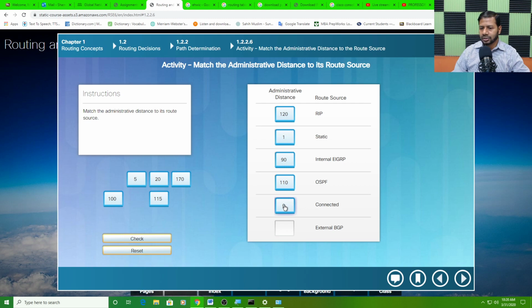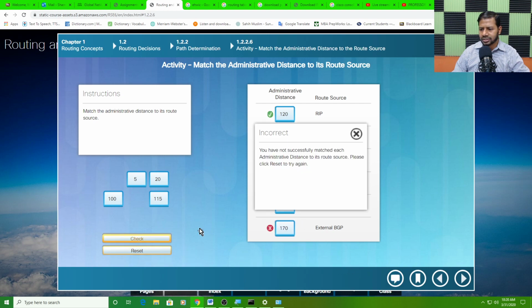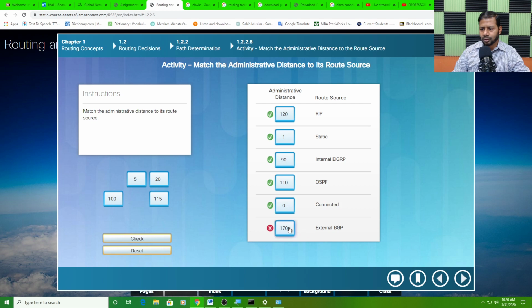Okay, and then you have the external BGP. I don't remember that one myself. So let me see which one that would be. Probably 100, probably 170. I don't know, this one I don't know myself. So I'm going to just check it and see. No, that one did not work. So probably it's going to be 100, 115, one of those. Most likely 100, I guess. Yeah, so it has to be 100.